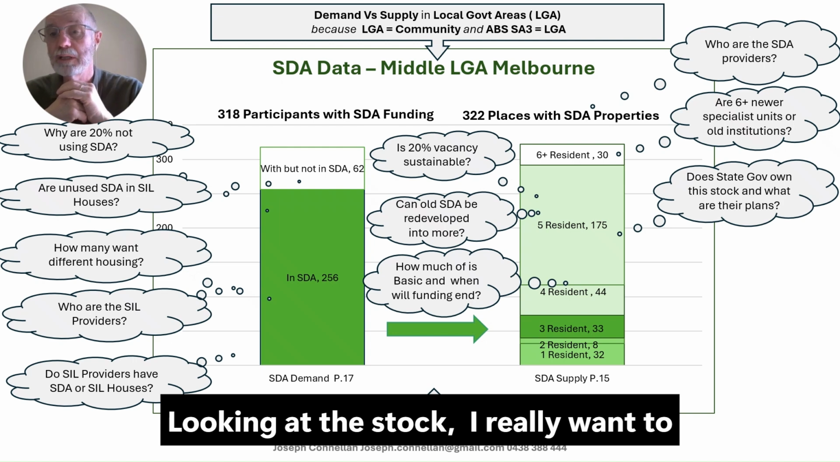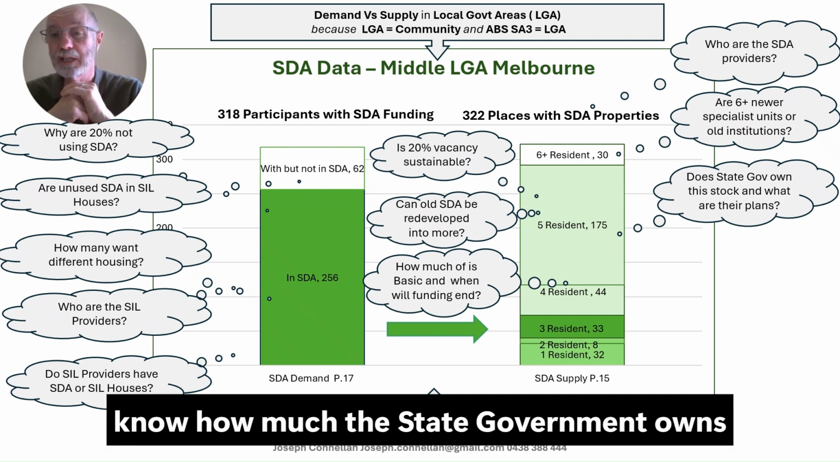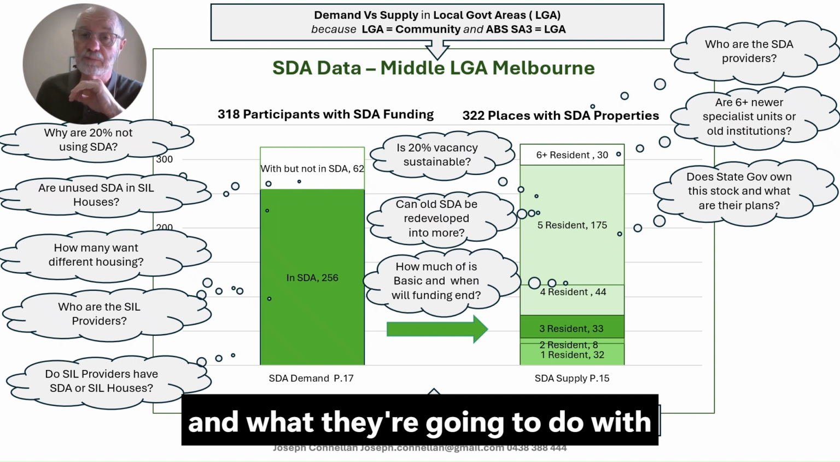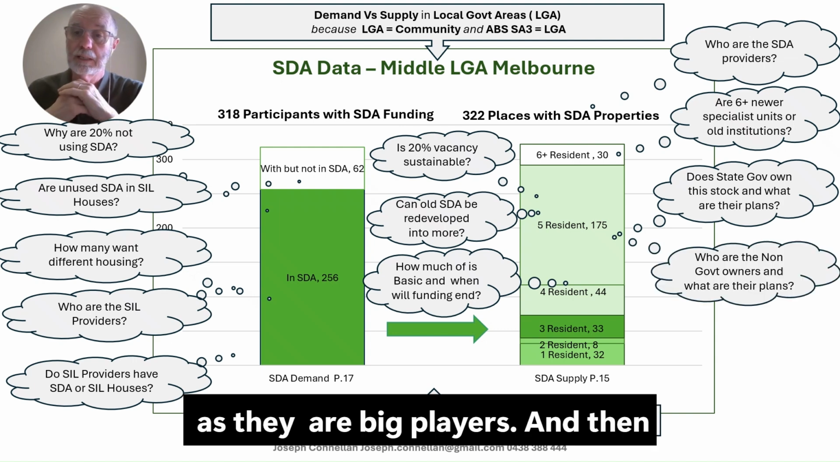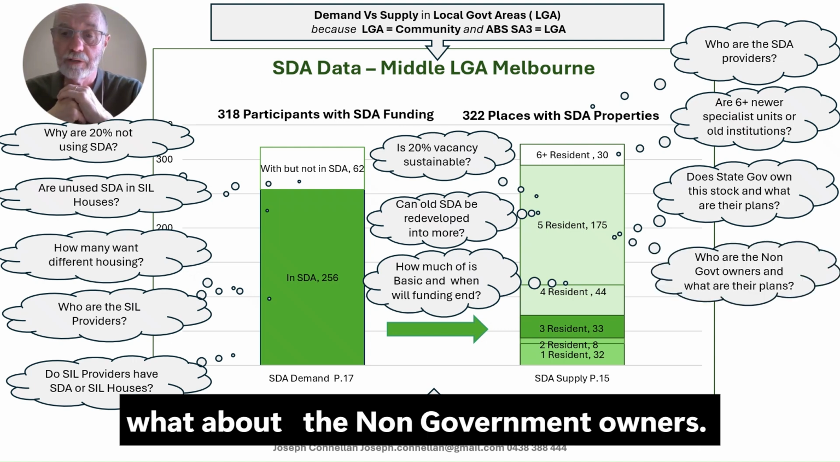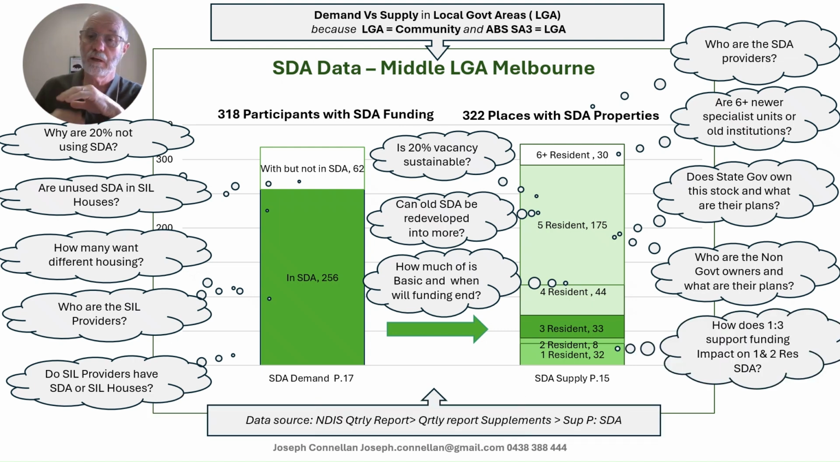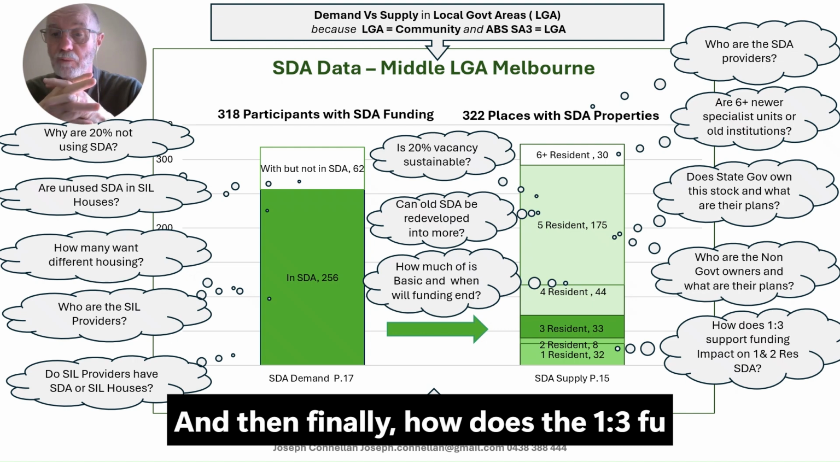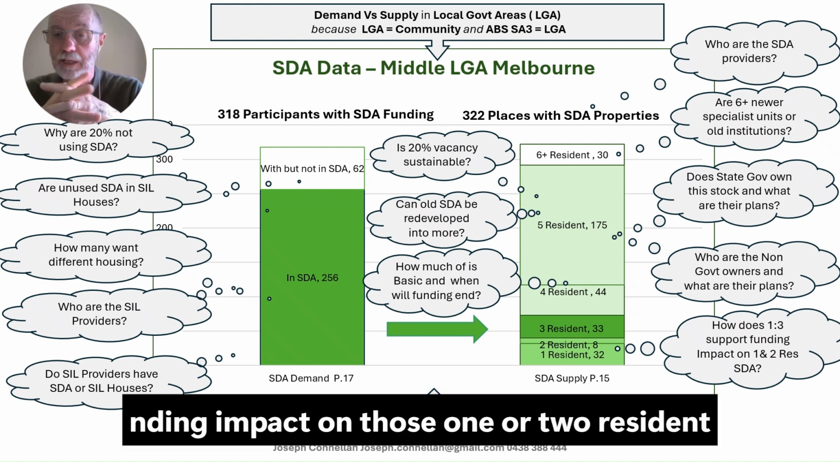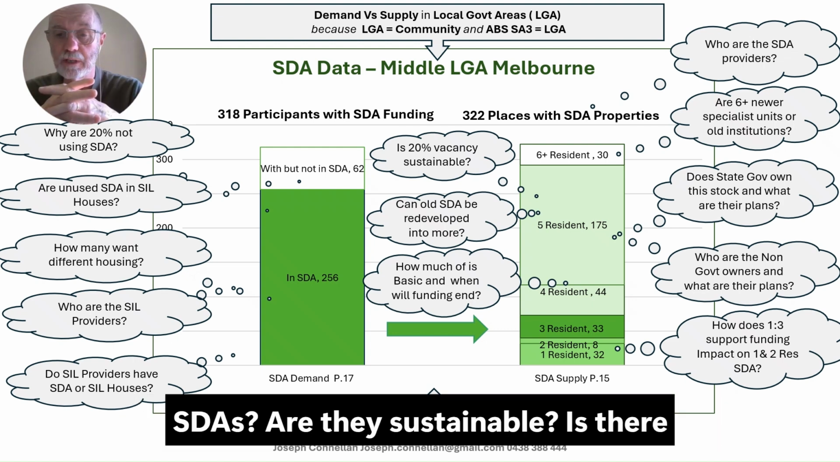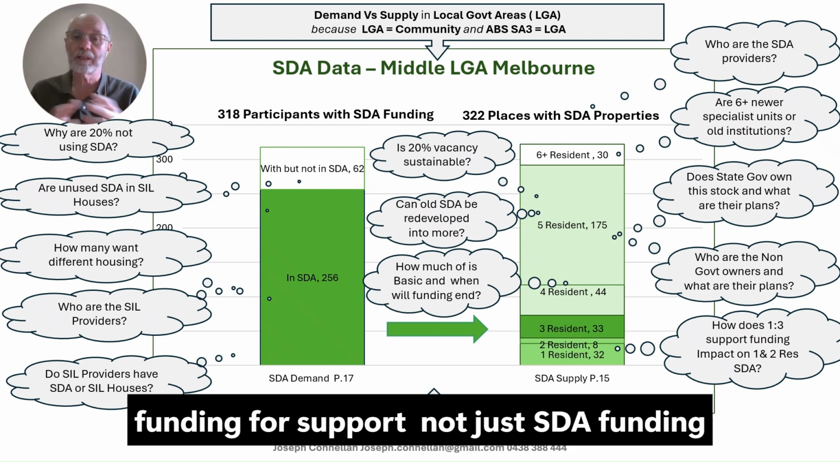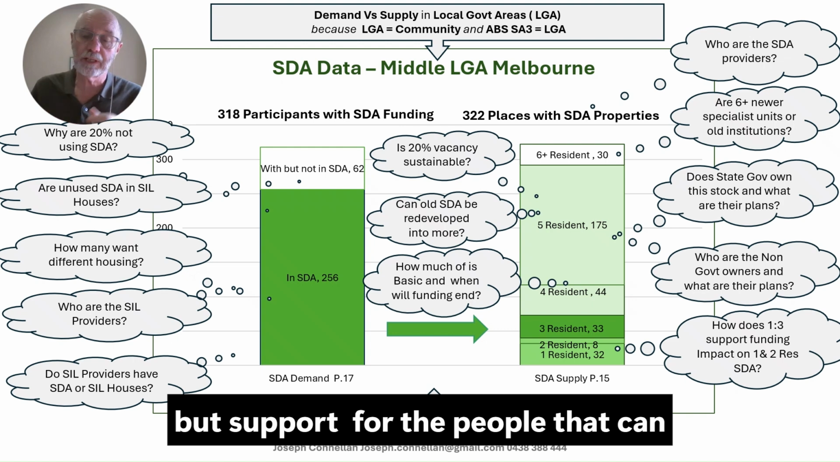Looking at the stock, I really want to know how much the state government owns and what they're going to do with it, because often they're big players. And then how much do the non-government owners own, and what are they going to do? And then finally, how does the 1 in 3 funding impact on those 1 and 2 resident SDAs? Are they sustainable? Are there people with support funding, not just SDA funding, that can occupy them?